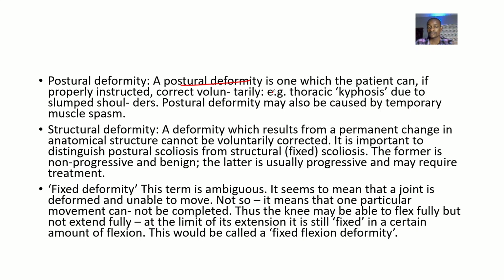For postural deformity, we say that a postural deformity is a type of deformity in which the patient can, if properly instructed, correct it. So it's postural, simply meaning the deformity came as a result of the way you stand, the way you posture your body. If you are able to correct yourself, the deformity will correct.